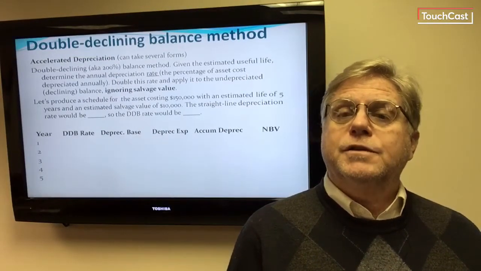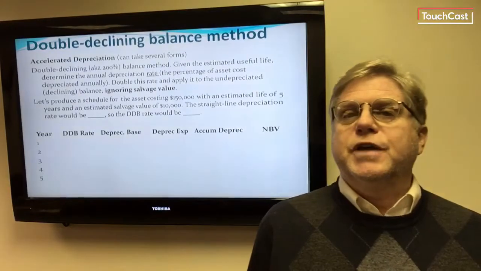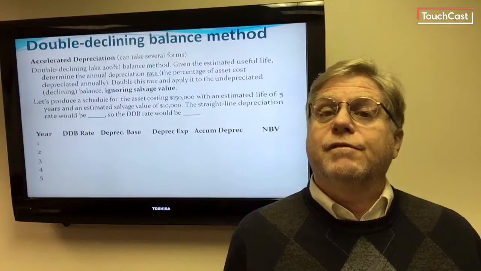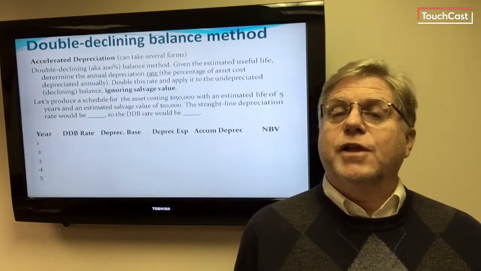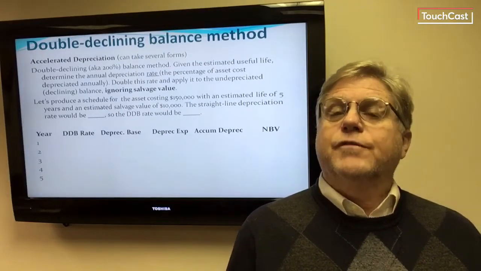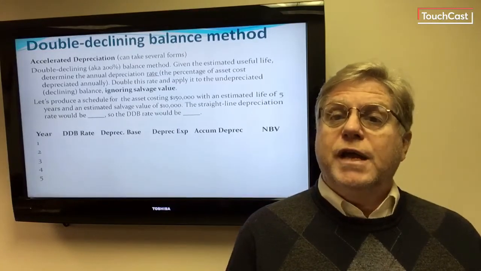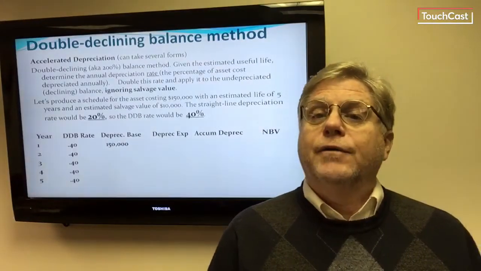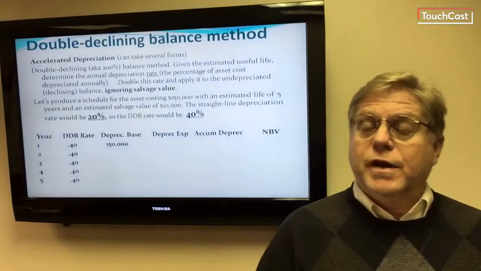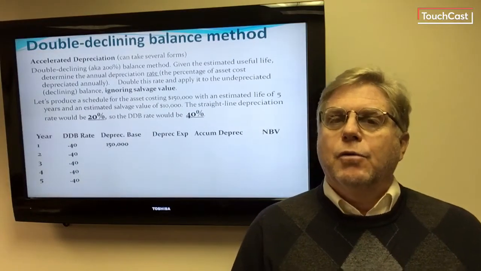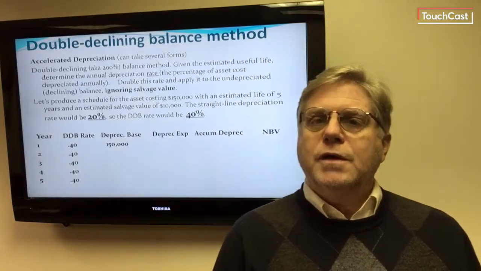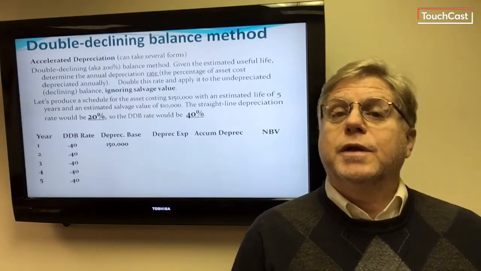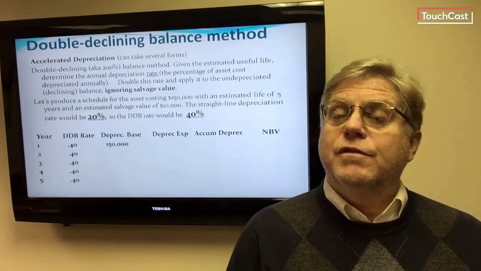Well, let's look at this example here. We're going to produce a schedule for the asset costing $150,000 with an estimated life of 5 years and an estimated salvage value of $10,000. Given this information, the straight line depreciation rate for a 5-year asset would be 20%. And the double declining balance rate, that is double the straight line rate, would be 40%. Notice in the schedule here, we've got one column that shows the years, 5 years of the asset's life, the double declining balance rate, 40%, and a depreciable base of $150,000.